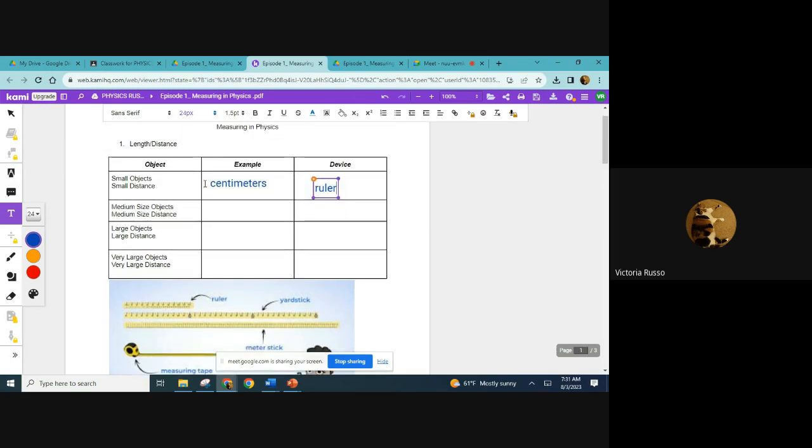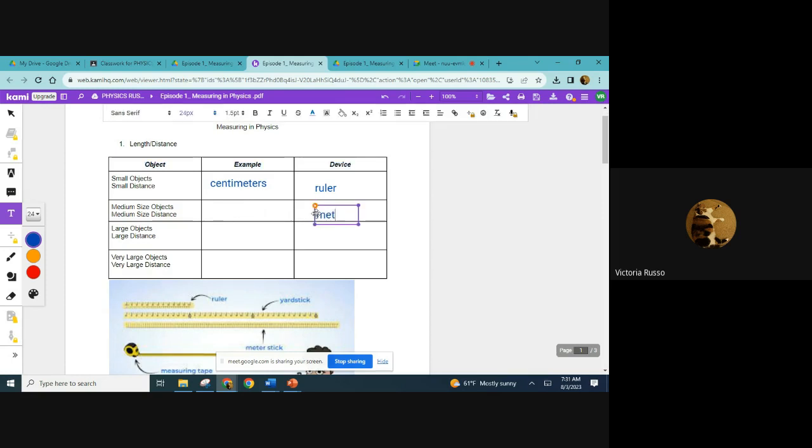So I would say a small object would be like a pencil, something that is the size of a ruler. For larger objects, maybe things like the size of a desk, though medium is relative, you would use a meter stick. And again, we're going to practice measuring these things in class.